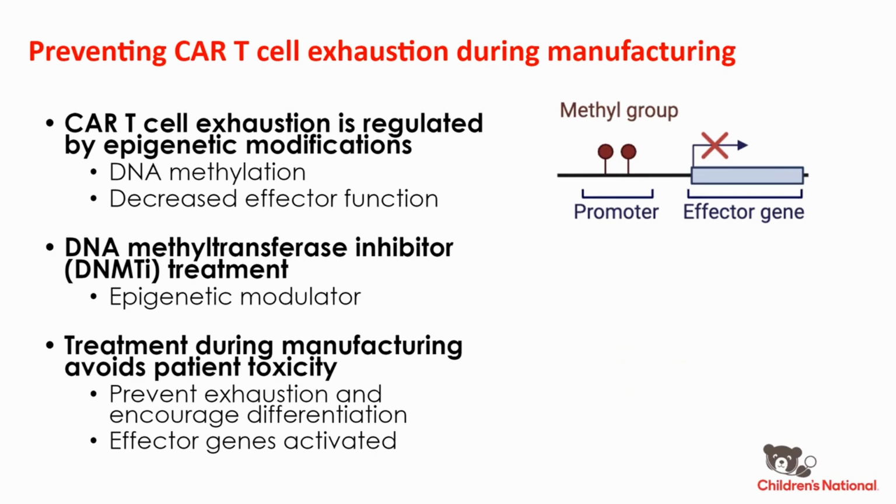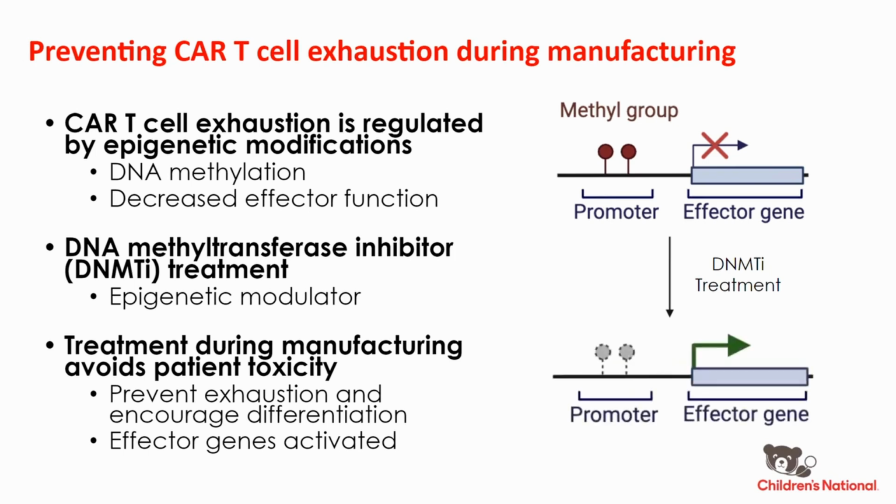And this is where we turn to epigenetics. And this is mostly regulated by DNA methylation, demethylation of promoter sequences that are important for effector genes. When T cells are exhausted, we see more of this methylation in the cell. So this is where we are looking at DNMTIs, or DNA methyltransferase inhibitors. And these are compounds that block the methyltransferase and prevent these promoter genes from being methylated, allowing these effector genes to be expressed long term.